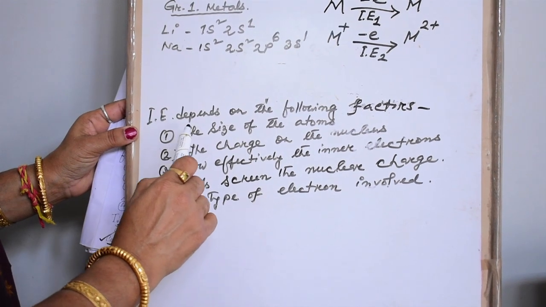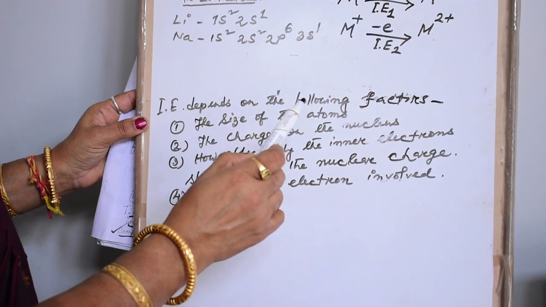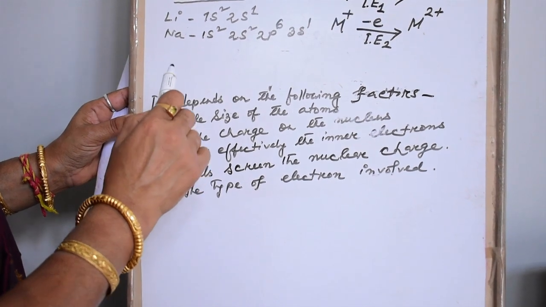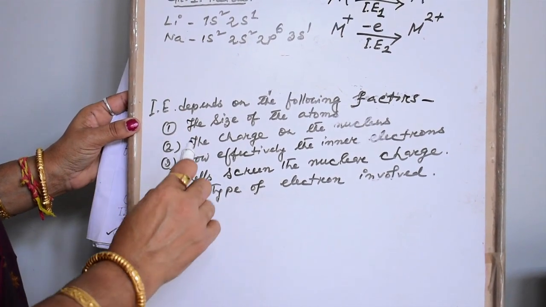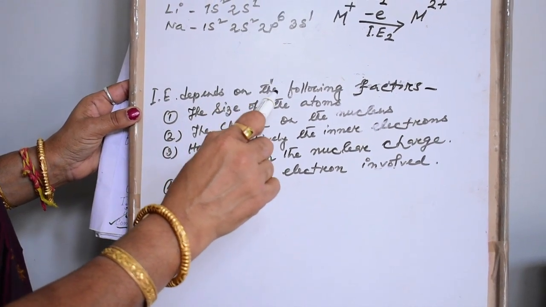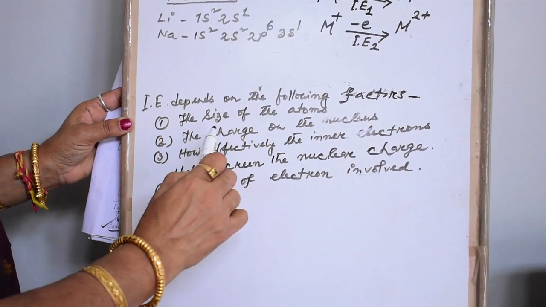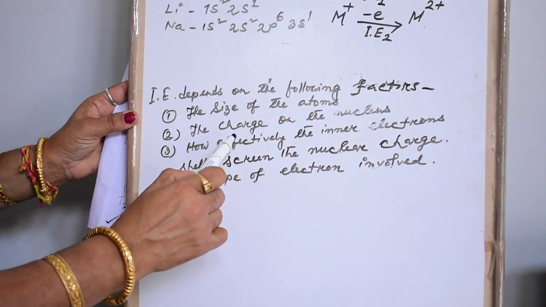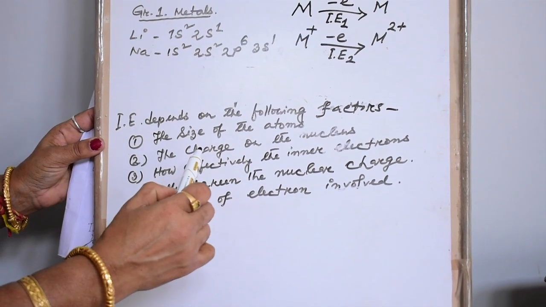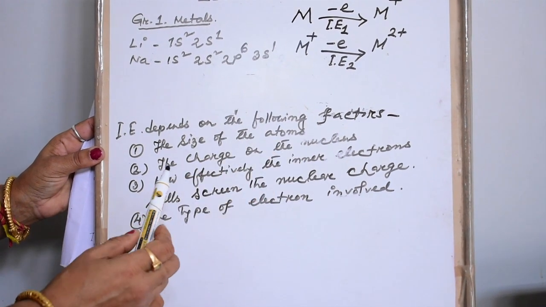We know that from left to right in a periodic table, the size decreases in a period, and in a group the size increases from the top to bottom. So when the size increases, the ionization energy decreases. Again, it depends upon the charge on the nucleus. As the charge on the nucleus increases, the attractive force between the nuclear charge and the valence electron increases. As a result, the ionization energy also increases.